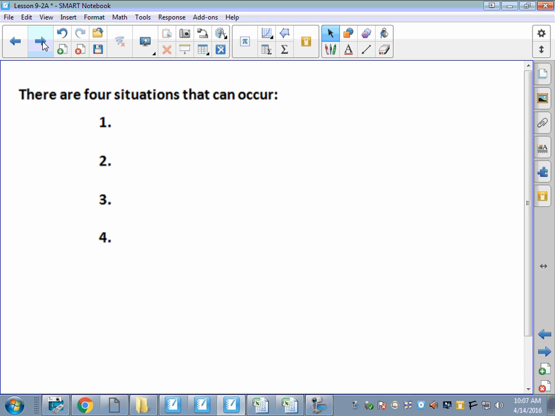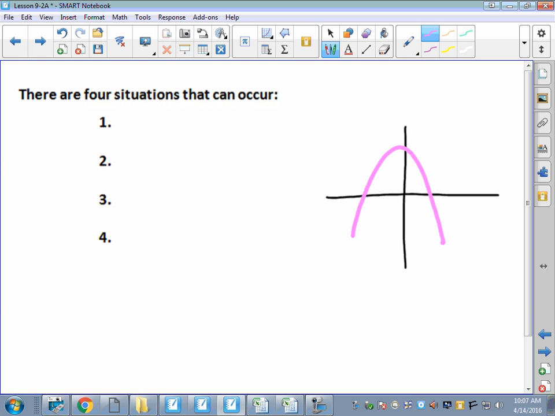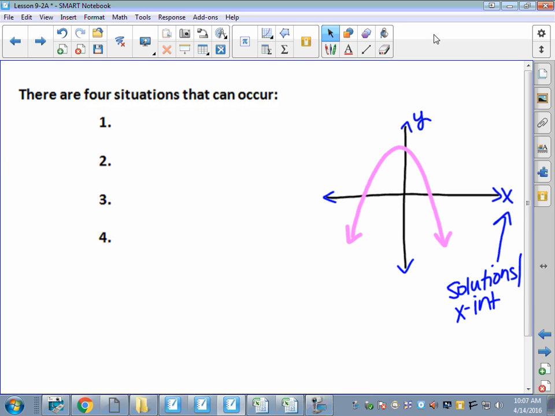So there are four situations that can occur when you graph. You've got yourself a parabola. I'm going to make mine have a maximum. So my parabola is opening down, looks more like an umbrella. We know that the x-axis is where we look to find these solutions, the roots, the zeros, or the x-intercepts. Let's think about the four things that can occur.